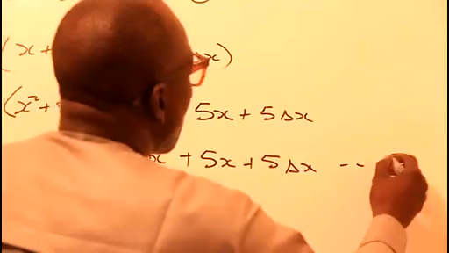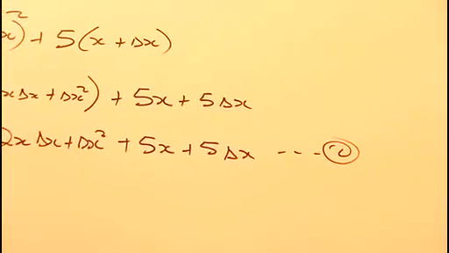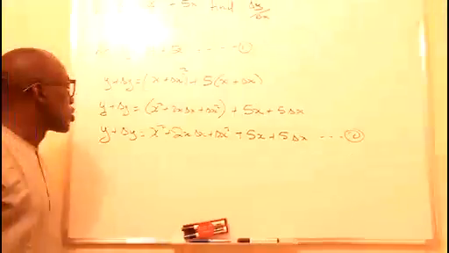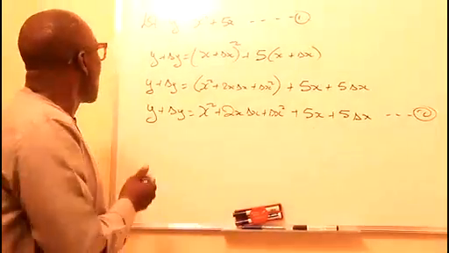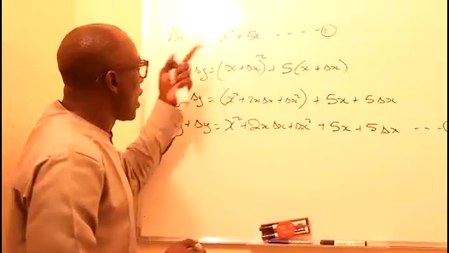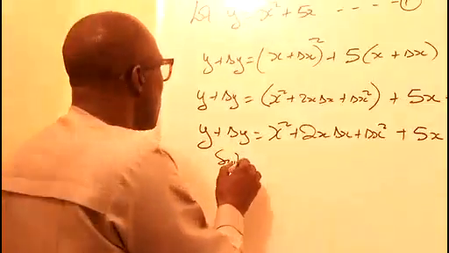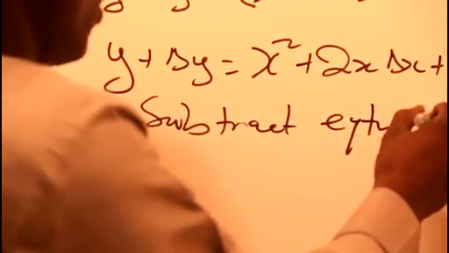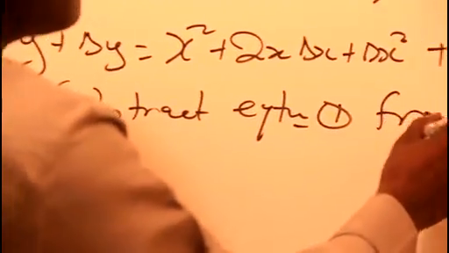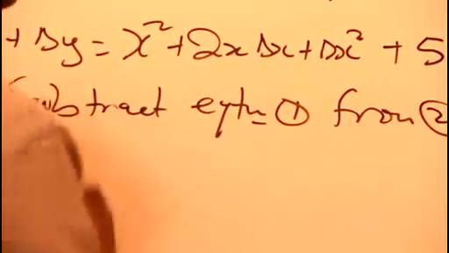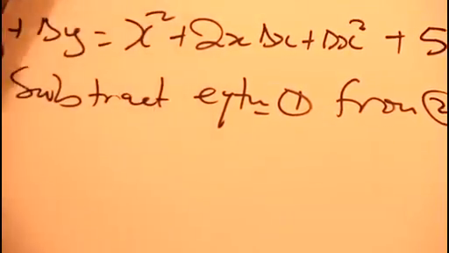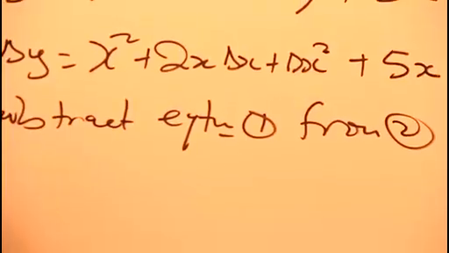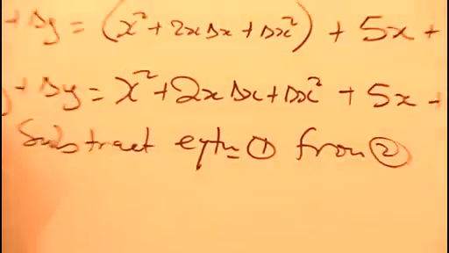You call it equation 2. If you're able to simplify to this point, you call it equation 2. Now, you can say: subtracting equation 1 from 2, which means the original from the final, to know our value of change.